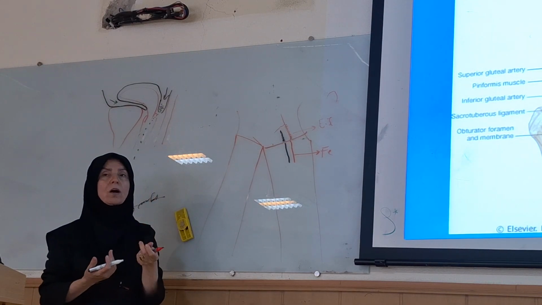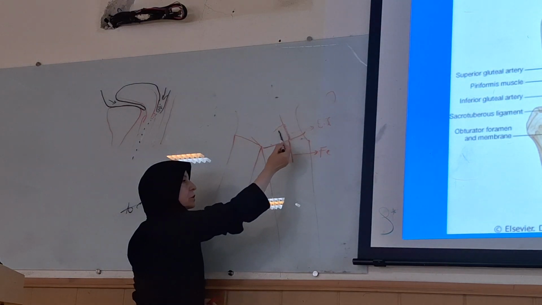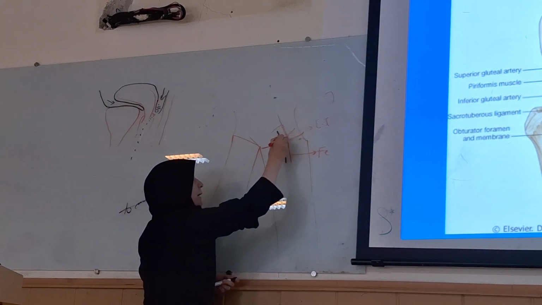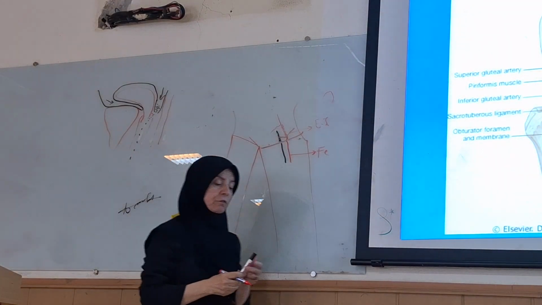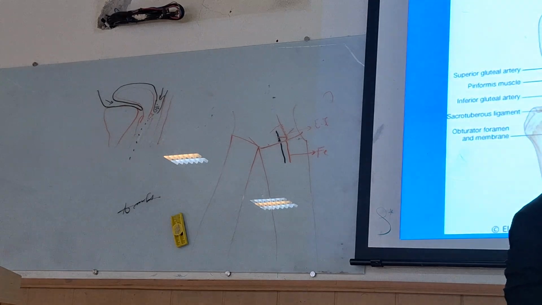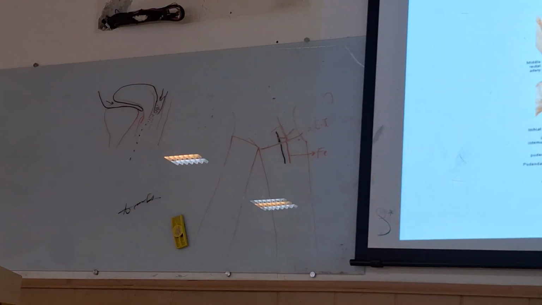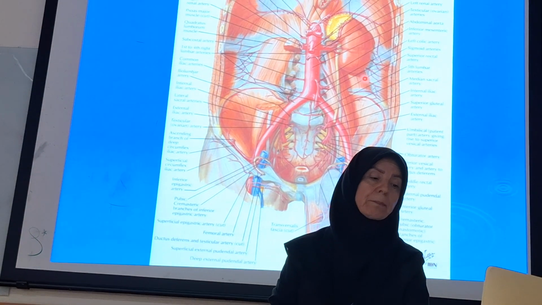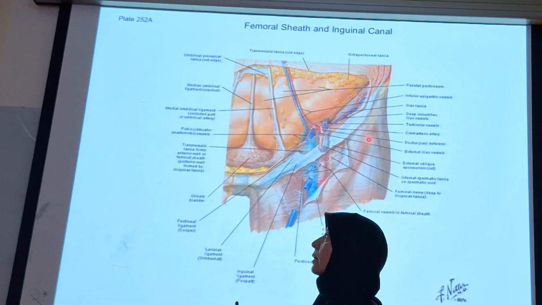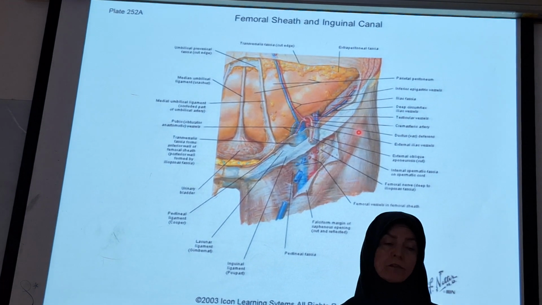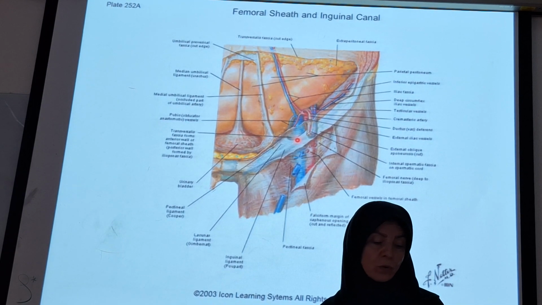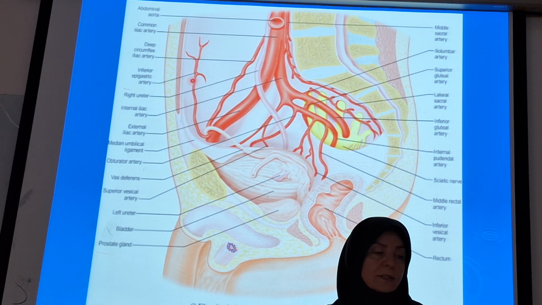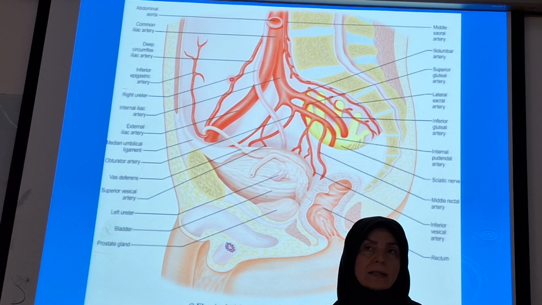The external iliac, before changing to the femoral, has two branches. One branch goes laterally and one goes medially. The medial branch we call the inferior epigastric, and the lateral branch we call the deep circumflex iliac. So the external iliac, before leaving the abdominal wall, has two branches: the medial branch is the inferior epigastric, and the lateral branch is the deep circumflex iliac.